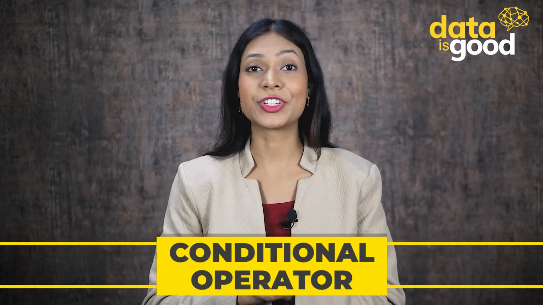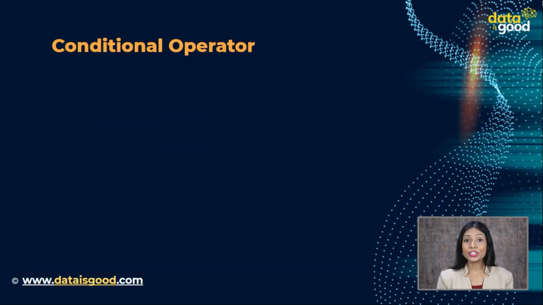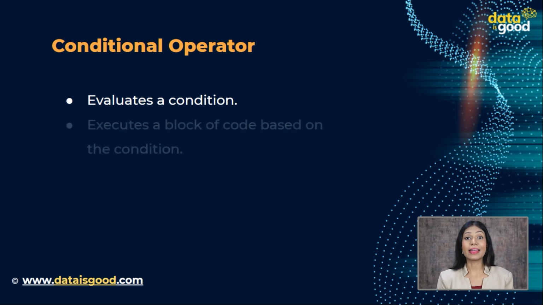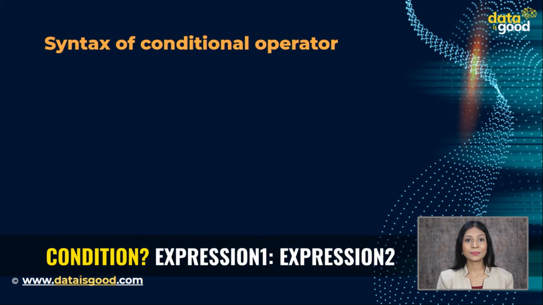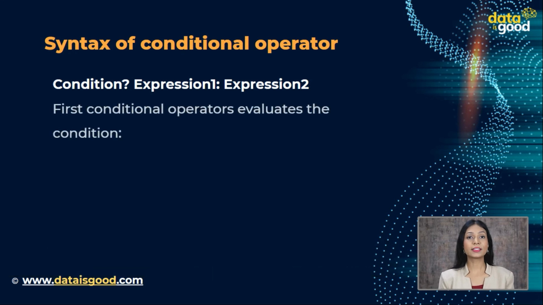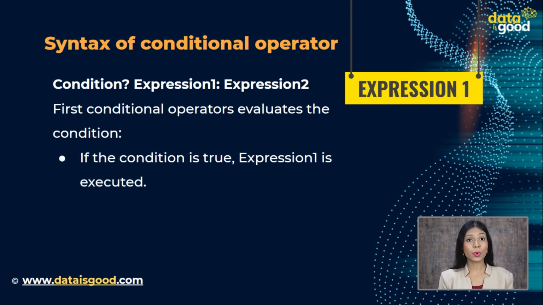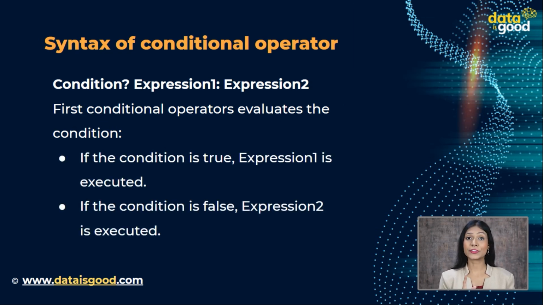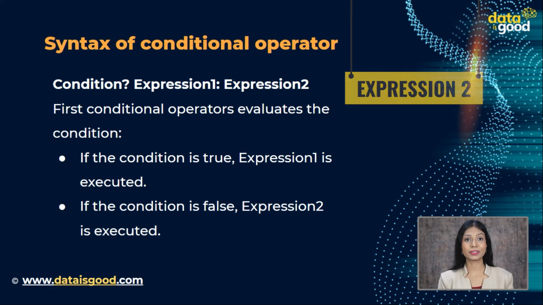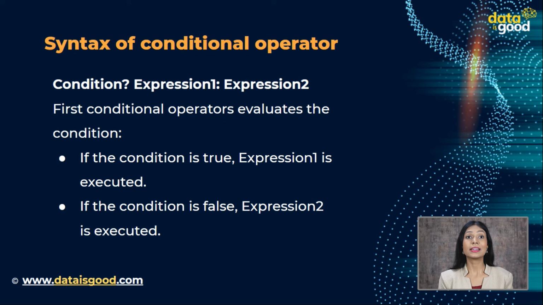But today's lecture is going to be on the last type of operator, which is called the conditional operator. What is a conditional operator? Conditional operator evaluates a condition and executes a block of code based on that condition. Look at the syntax. Condition, expression 1, expression 2. First, the conditional operator evaluates the condition. If the condition is true, expression 1 is executed. If the condition is false, expression 2 is executed. Conditional operator is also called ternary operator because it takes 3 operands.